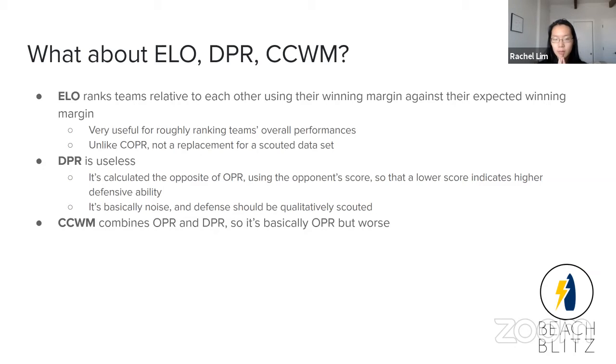And CCWM is calculated contribution to the winning margin. I think it's sort of fallen out of popularity, which in my opinion is a very good thing because it's a combination of OPR and DPR. And as I said, OPR is of varying usefulness, and DPR is really not useful. So CCWM is just a worse OPR in my opinion, and I think the drop-off of its use is a testament to that.